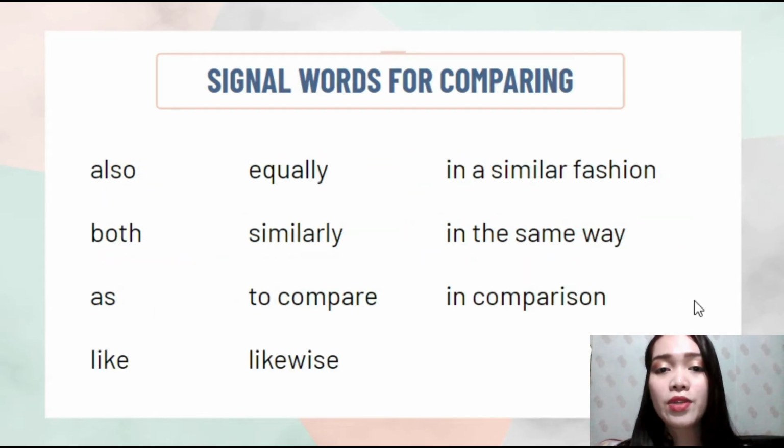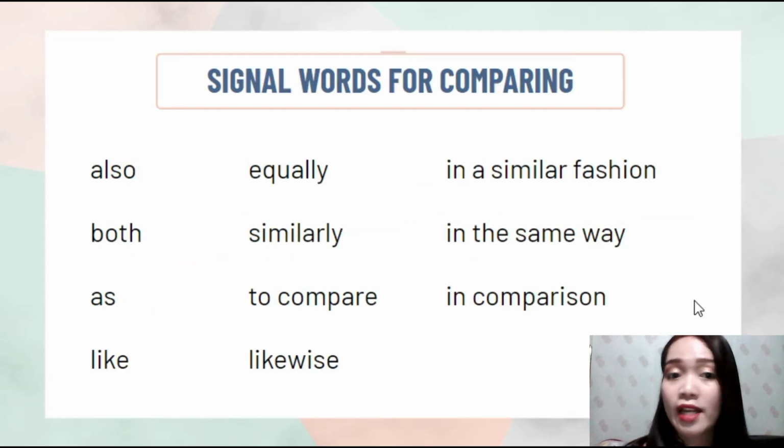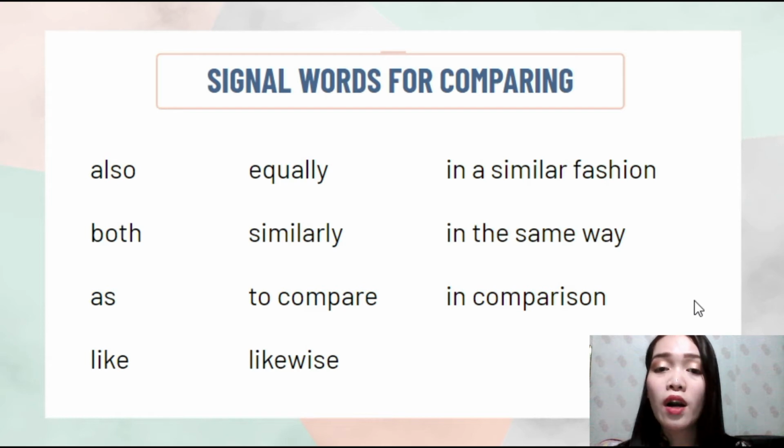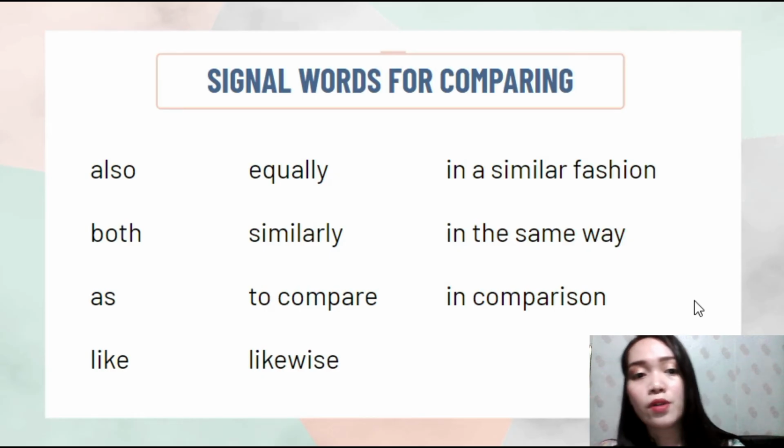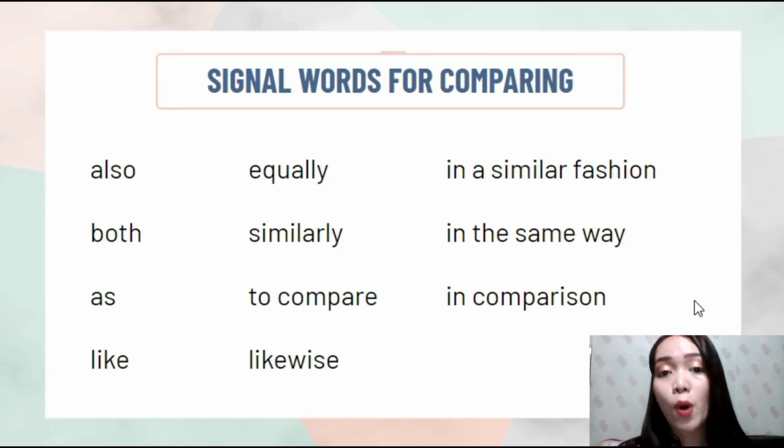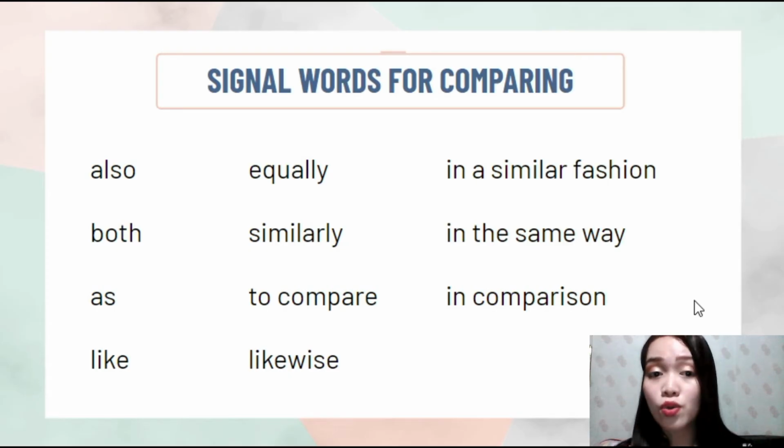Now, these are the signal words for comparing. Again, when we say comparing, you are telling how the two objects or things are alike. So for example, let's use the word both. We could say that Lee Min Ho and Park Seo Joon are both handsome. They are both Korean.